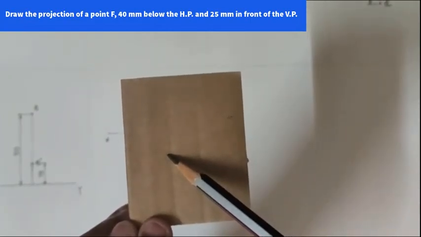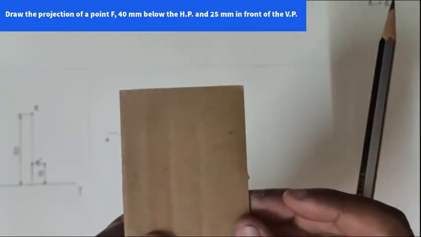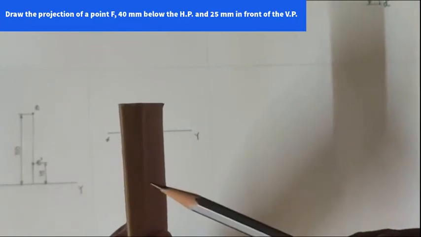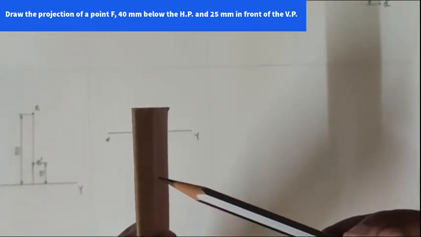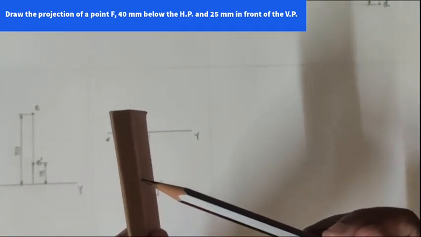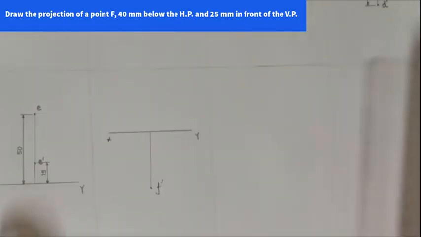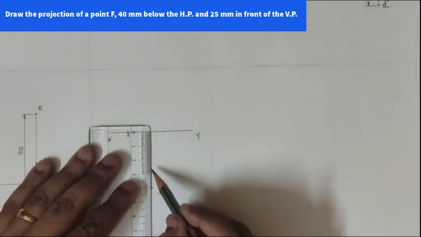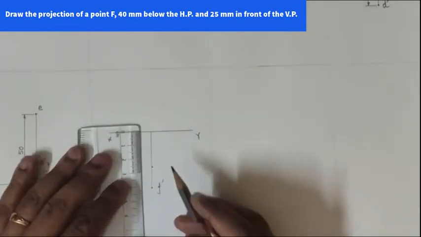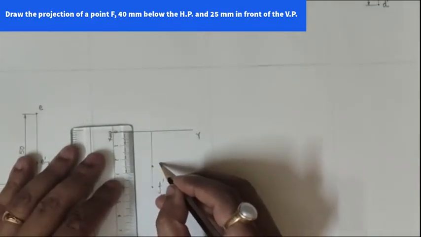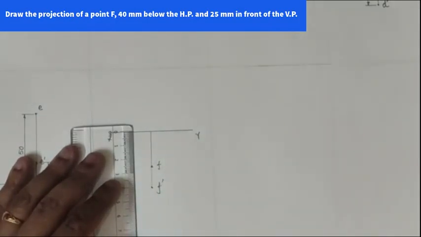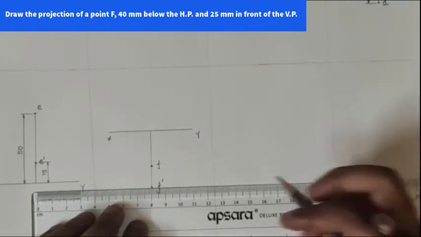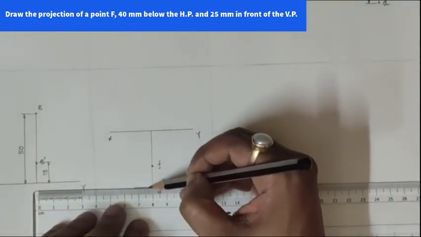And then what will happen? Then you have to rotate the plane. On rotating the plane, what will happen? This 25 mm goes down or below the XY line. So below the XY line, again you have to measure. This is 25. So here we have the top view. So let us have the project dimensioning part.